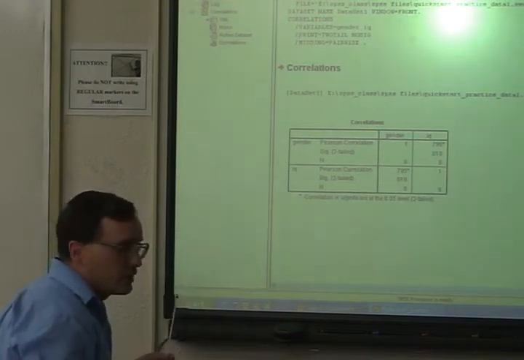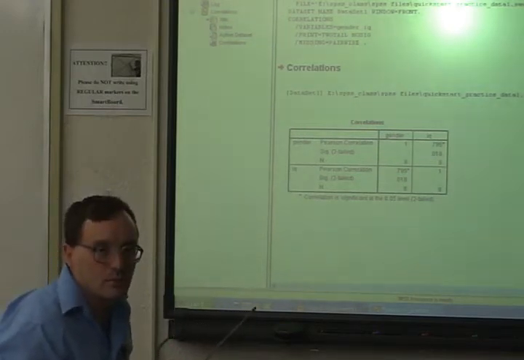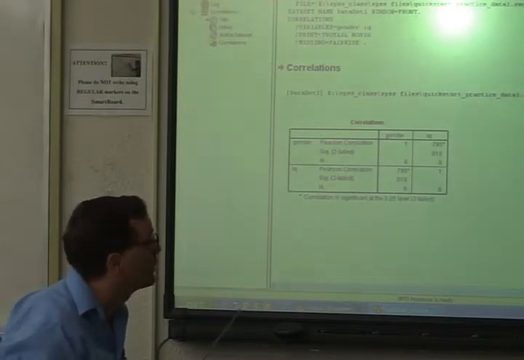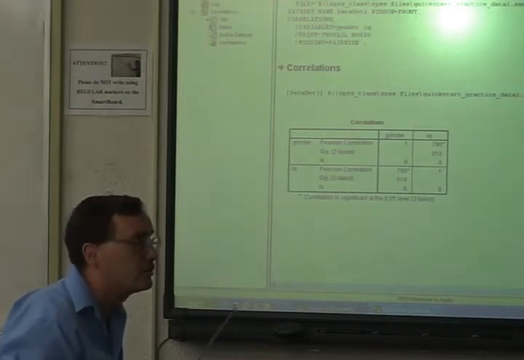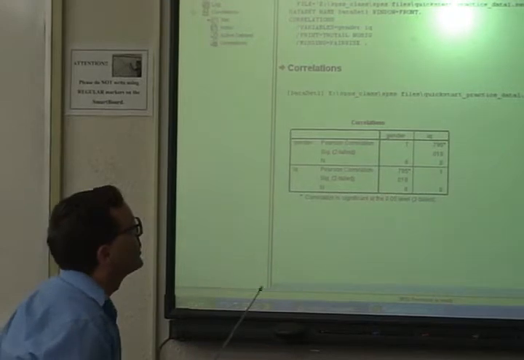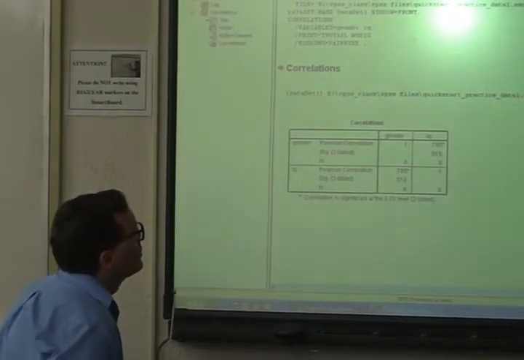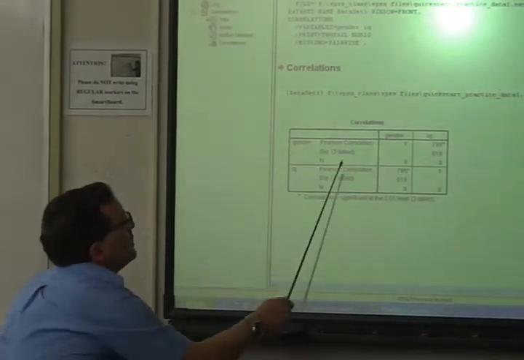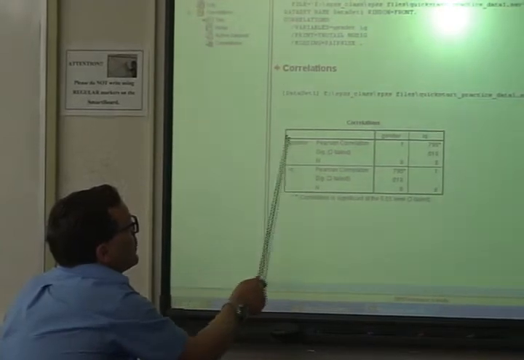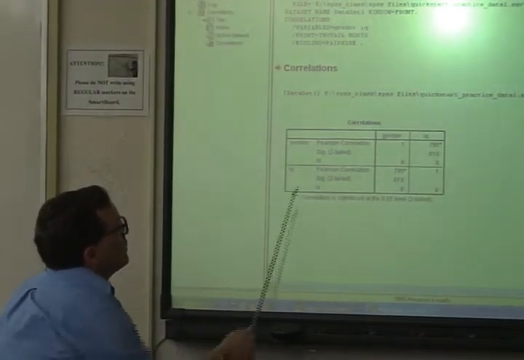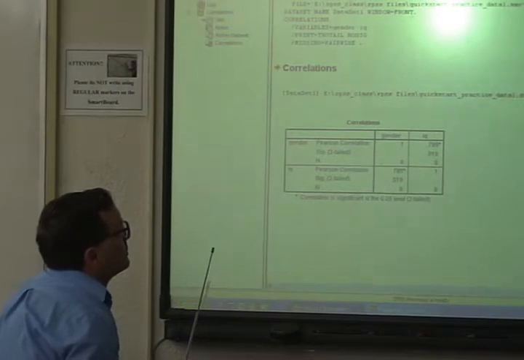Let's concentrate on the output. Again, no effort has been made to make SPSS output particularly friendly, so it's up to us to know about statistics and understand what we're doing. Here's the thing. When you see the output here, you're going to see it has the variable gender here. And it says it did a Pearson correlation.